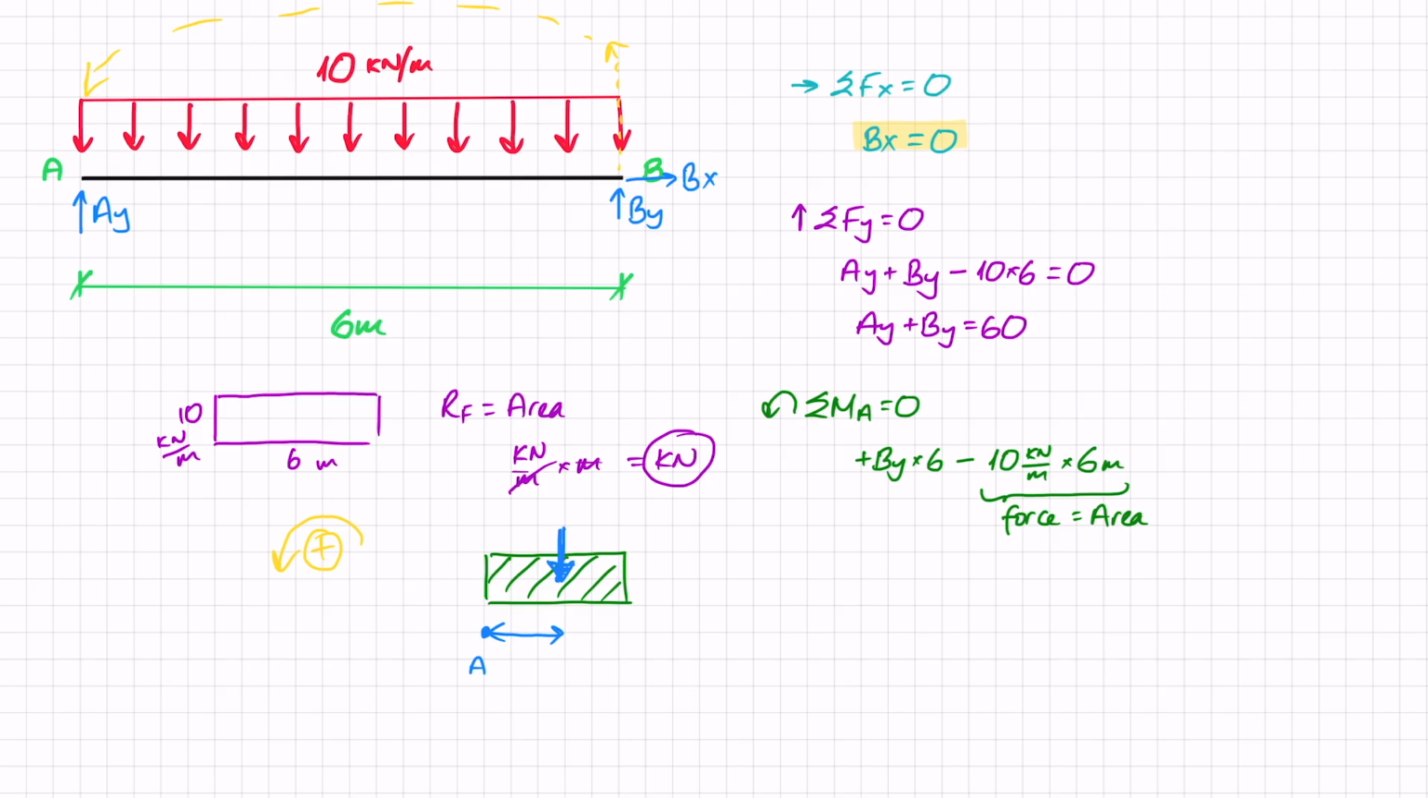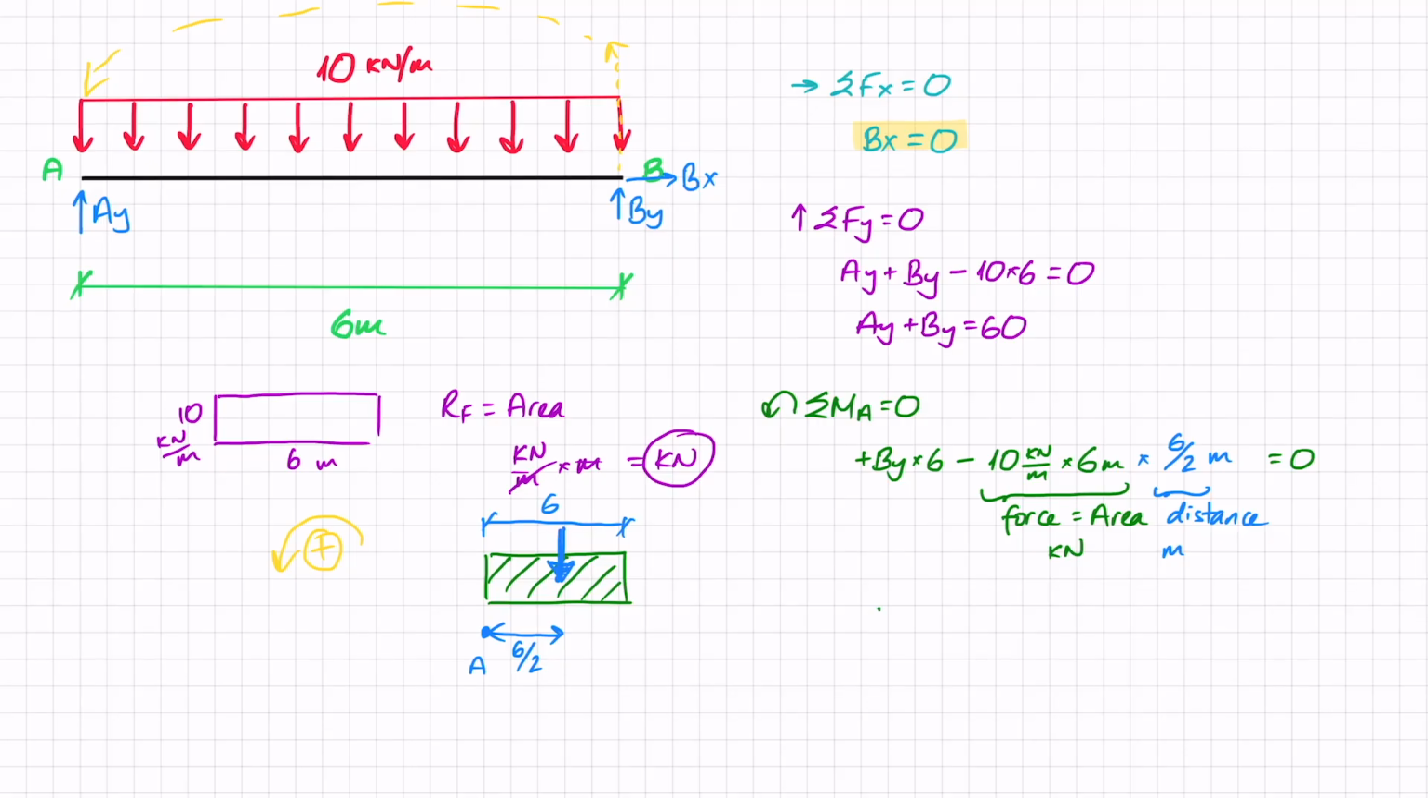So that distance in our case, if all of this length is 6, this distance is half of 6, because the centroid of a rectangle is always in the middle. So that is going to be 6 divided by 2. So times 6 divided by 2, and that is the distance. And this, of course, is in meters. So I can see here that from here I got kilonewtons, and from here I got meters, and that gives me kilonewton meters, which are the right units for a moment. And that obviously has to be in equilibrium, so that needs to equal 0.